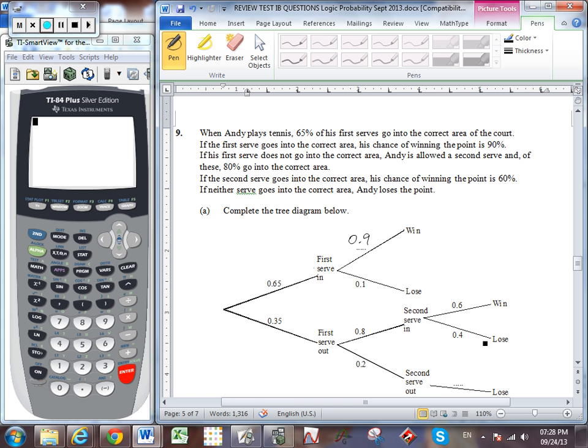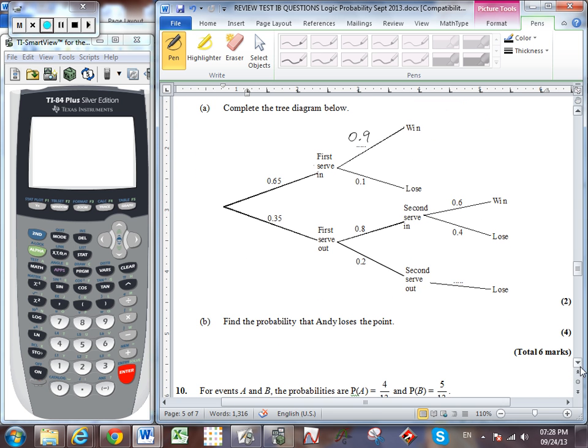But if neither serve goes into the correct area, then Andy loses the point. This is known as a double fault. And so he automatically loses, and this will happen with a 100% certainty. If he misses both serves, he loses the point. It's over. He lost the point, 100%.